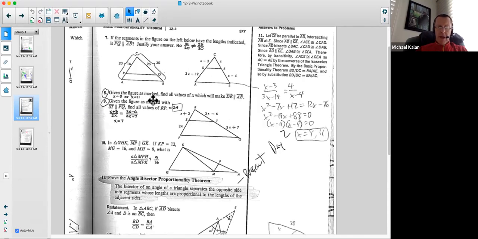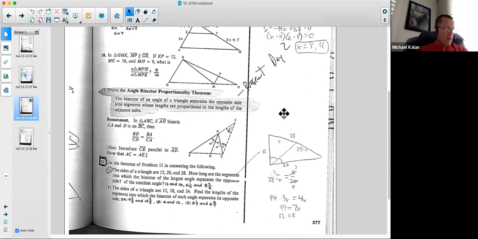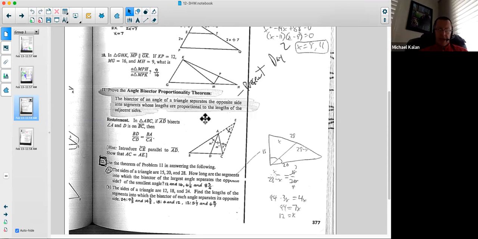So let's scroll down. And okay, so the reason I'm doing this as part of the lesson is these are, again, 2 more theorems that they're introducing in the notes packet. And I think that it's good for us to go through these. All right, so the angle bisector proportionality theorem. We're going to set up a proportion, aren't we? Yeah. Okay, it says the bisector of an angle of a triangle separates the opposite side into segments whose lengths are proportional to the lengths of the adjacent sides.